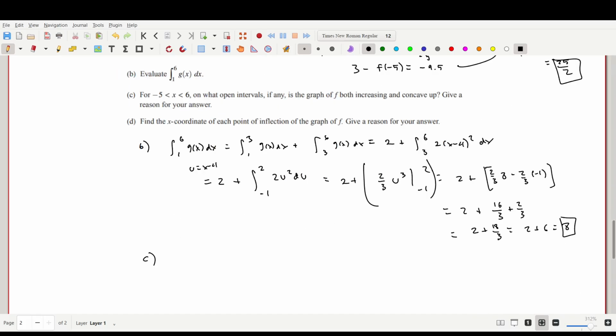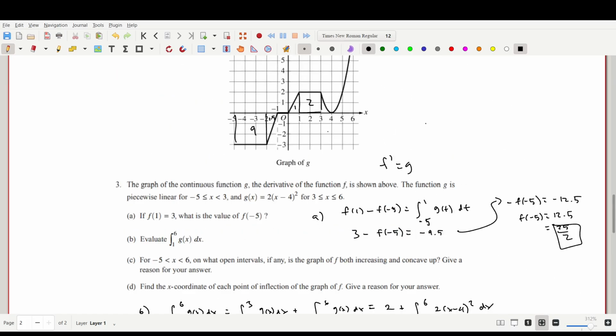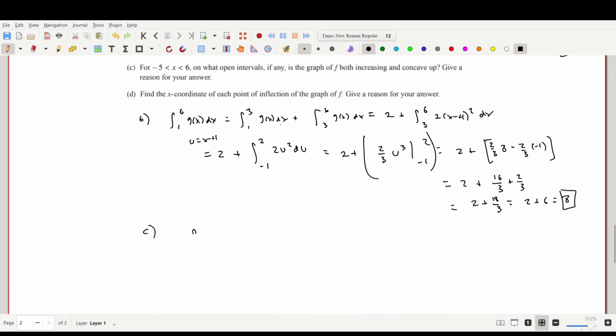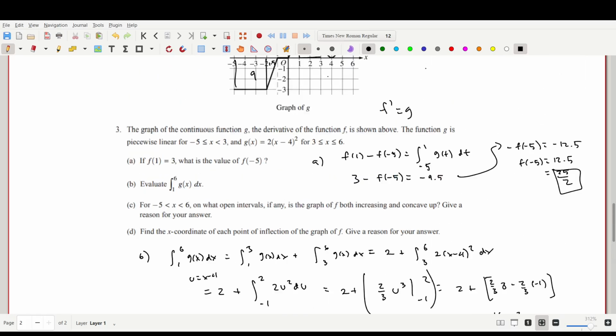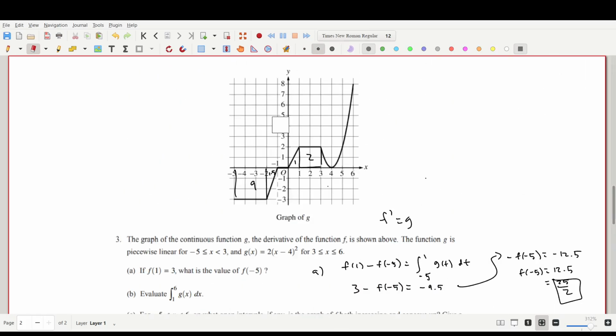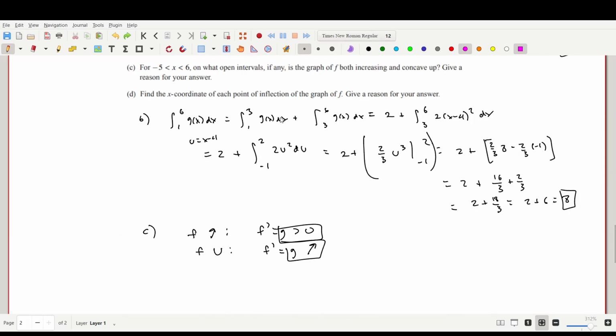All right, C. For negative 5 less than x less than 6, when is f both increasing and concave up? So f is increasing when f prime, which is g, is positive. And then f is concave up, so smiling, when f prime equals g is increasing. So I want g to be positive and g to be increasing. Let's look. Well, g is increasing here, here, and here, and it's positive only on the right. So 0 to 1 and 4 to 6. Yep, 0 to 1 and 4 to 6.